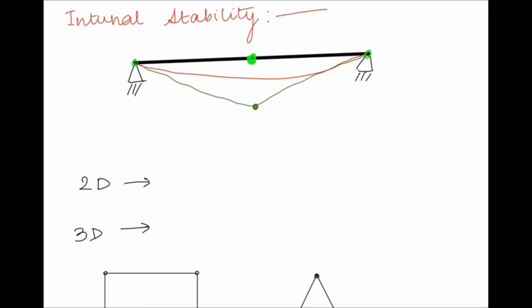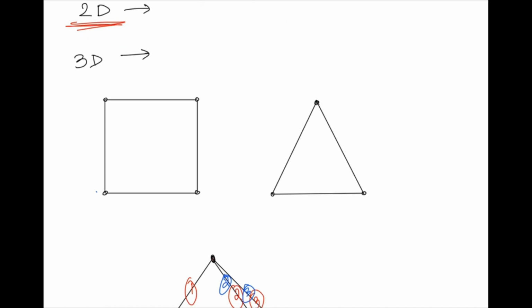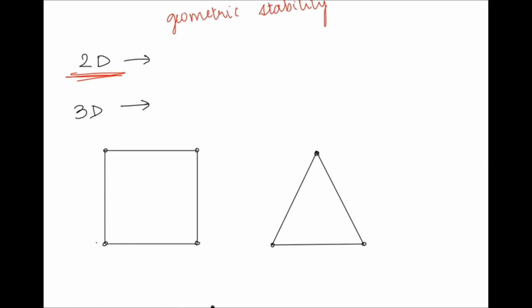So now we come to what is the minimum number of members which are required to maintain this internal stability, also called geometric stability. So for that, let us start with a 2D example. Consider this as a square truss, you can call it.